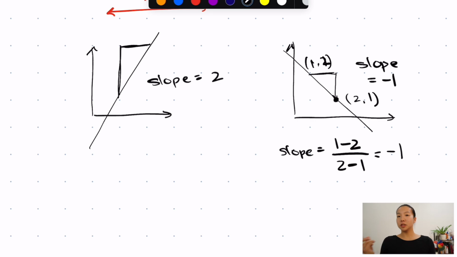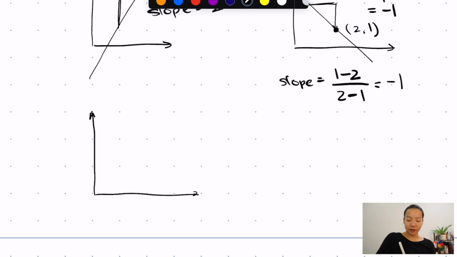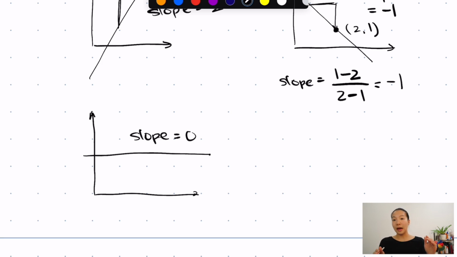Now, what about a slope of 0? What does that look like? If you have a slope of 0, that actually is just a straight line. That's flat. And that's because for any increase in x, you're not going to get any change in y. And so that means that the slope is 0.